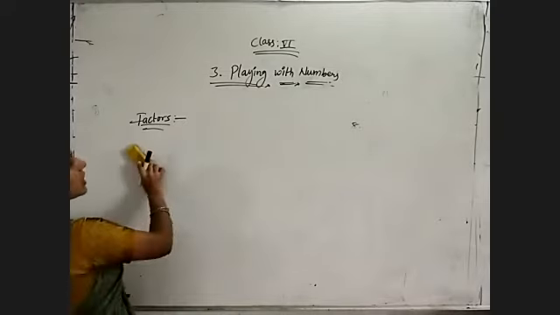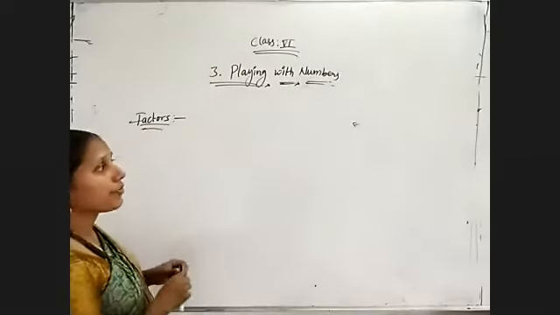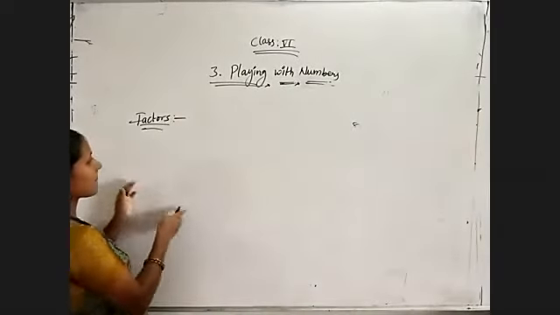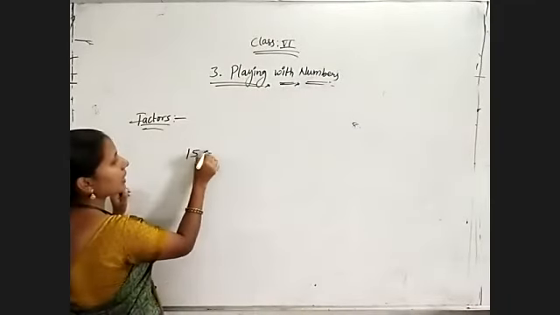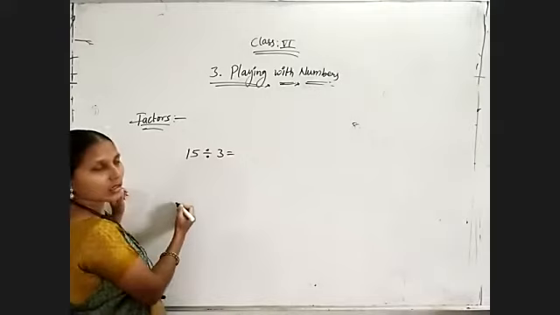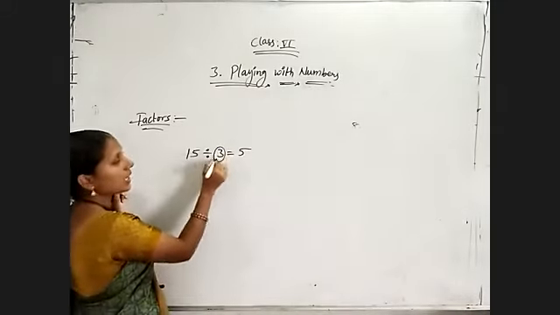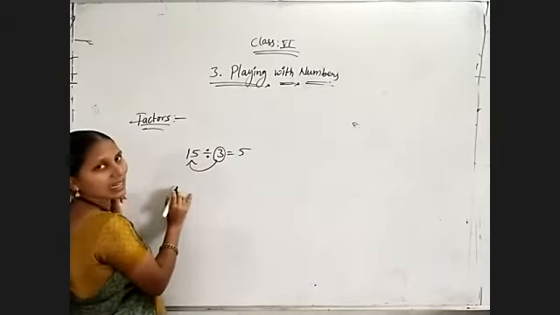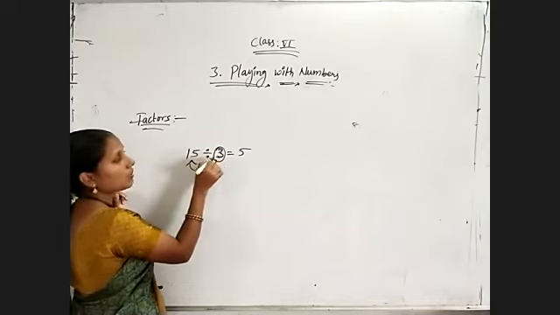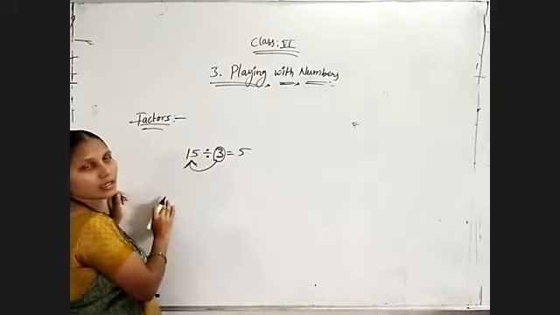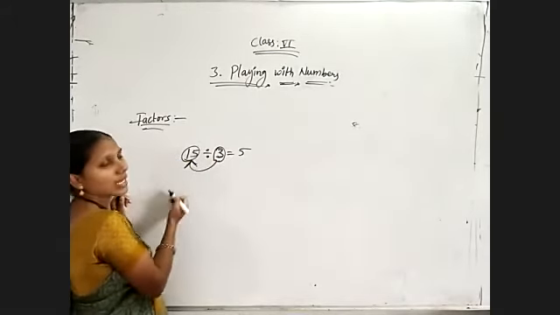Okay, let us learn about factors. First of all, what is a factor? Suppose I am taking 15 divided by 3. How much? 3 5s are 15. That means 3 divides 15 exactly. So 3 is called a factor of 15. The number which divides the given number exactly is known as a factor.